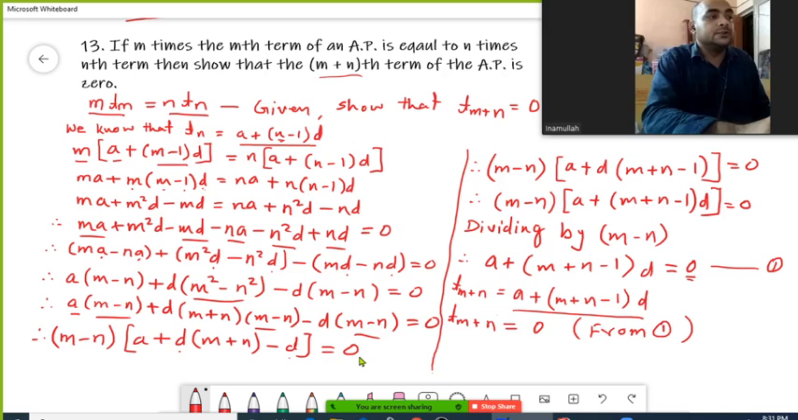So this way we can prove that the m plus nth term of the given arithmetic progression is 0. Hope it is clear to everybody.